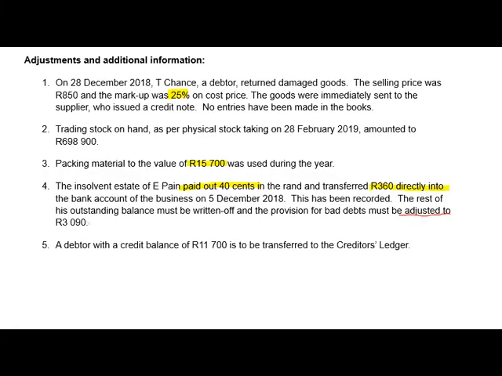Okay, let's go, guys. A debtor with a credit balance of 11,700 is to be transferred to the creditor's ledger. Now, this one I will put in there just to make sure that, in maths, there's that question that no one is supposed to get right. But here, guys, you have to think carefully about what you're doing.